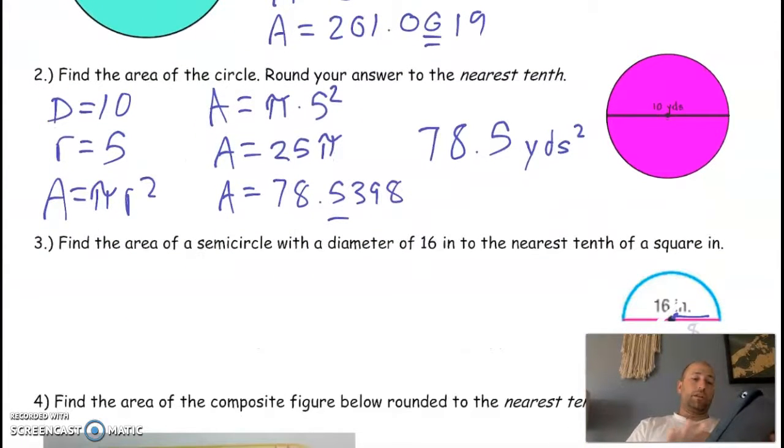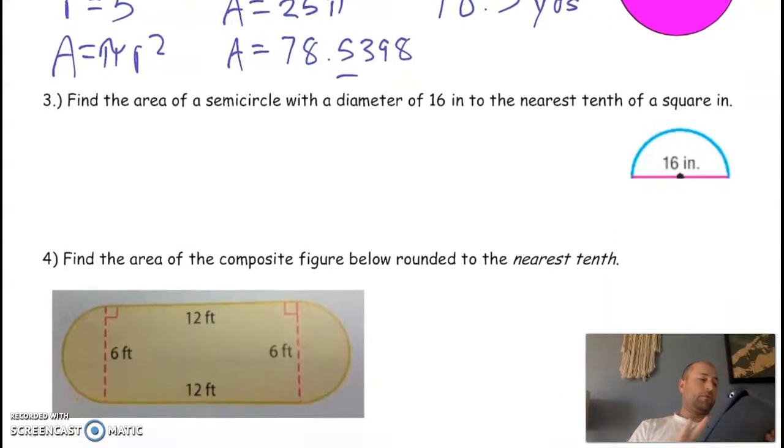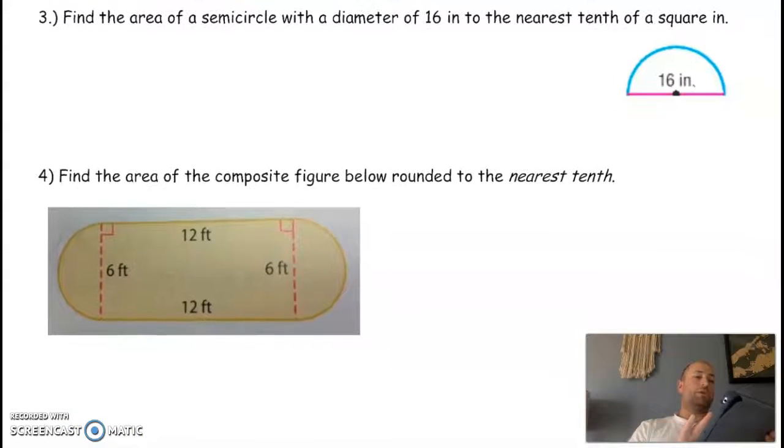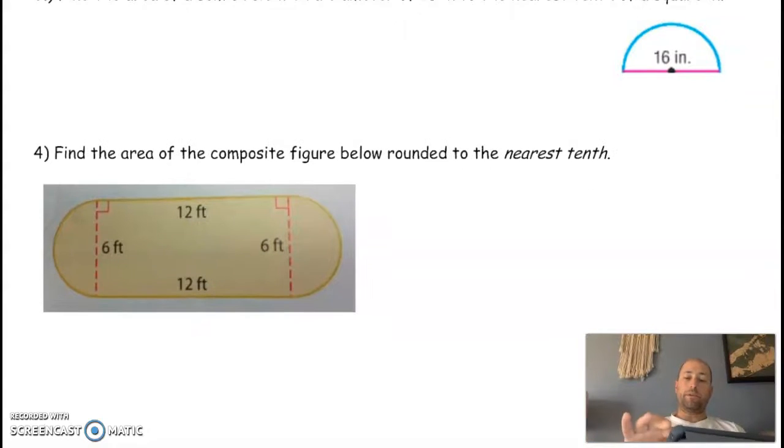So again, I'm looking at this one. This is a semicircle. Just like we did with circumference, we have a semicircle. How would we find the area if it's only half of the circle? Well, we will divide it by 2.